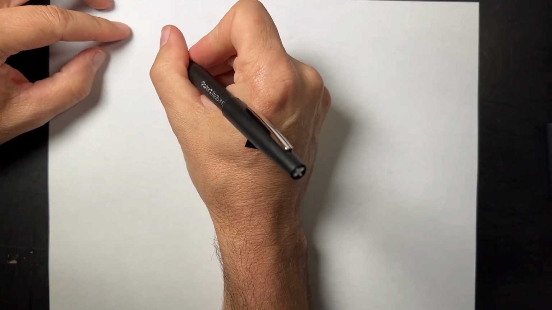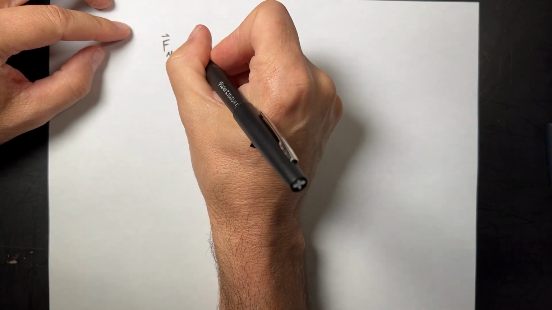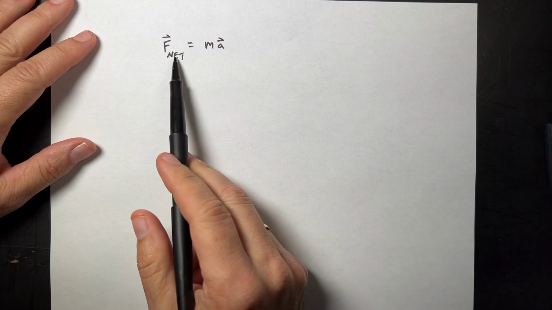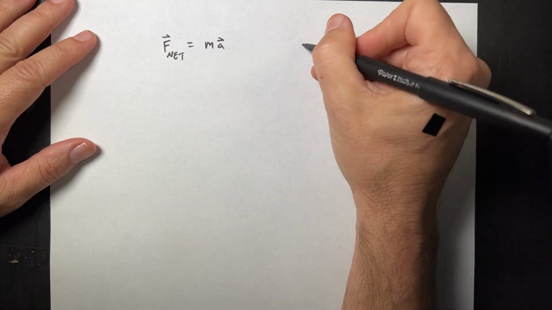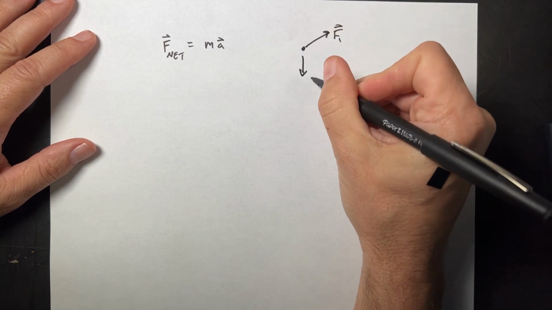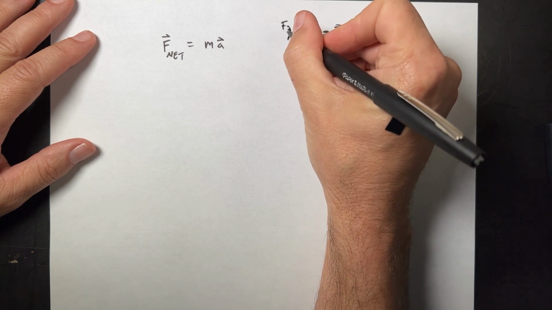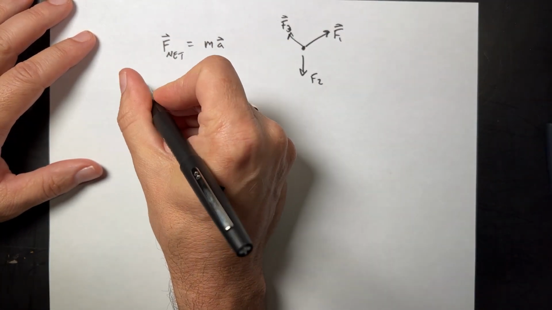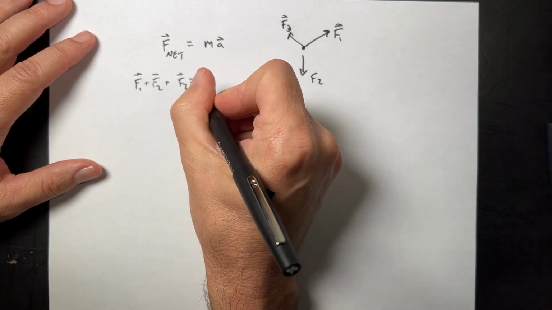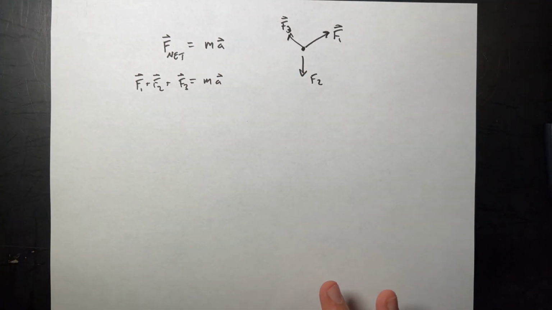So first of all, we have Newton's second law. I like to write it like this. The net force on an object is equal to its mass times acceleration. And so we can have a bunch of forces. Let's just put some, F1, F2, F3. So this says F1 plus F2 plus F3 equals mass times acceleration. Whatever that may be, that's fine.